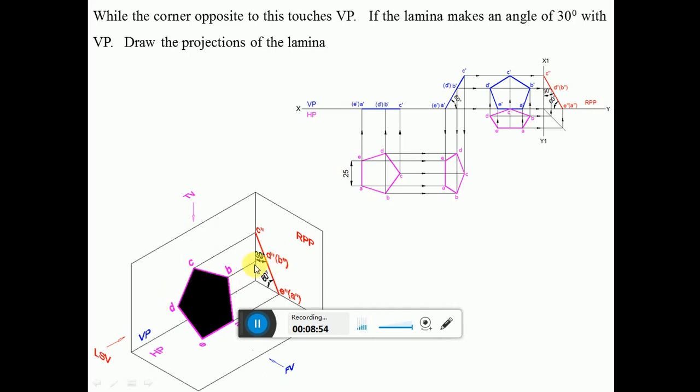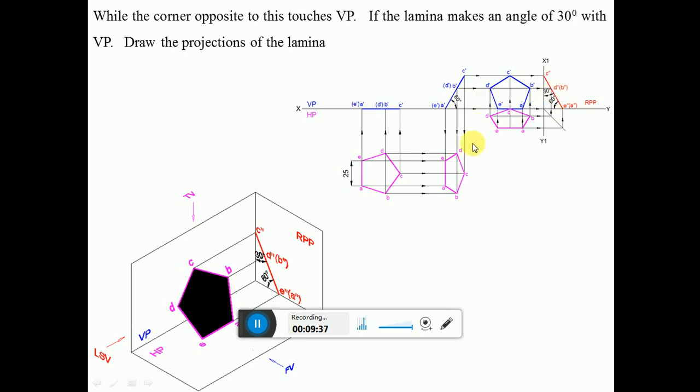So that is the reason why you are getting here, this is the inclination with respect to VP and this is the inclination with respect to HP. The inclination with respect to HP is already shown here, which is 60 degrees, and when you draw the profile view, you will get a line because the lamina is perpendicular to the profile plane. Now you can see the edge is resting on HP and the corner is touching VP. Since the edge is at an angle of 60 degrees here, that means the surface is inclined at 60 degrees to HP and 30 degrees to VP, which we get automatically, because the sum of these two angles should always equal 90 degrees.